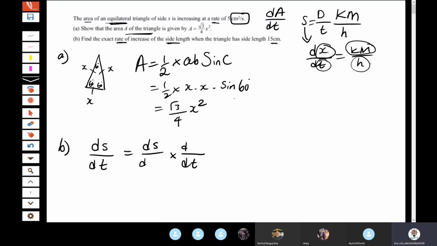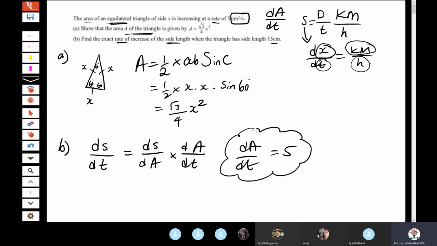So ds on d, well, now we know the letter, it's A and A. So dA on dt, dA on dt is 5, right? So that's already given. dA on dt is equal to 5. That was given in the question. Sweet. That's not even a problem.